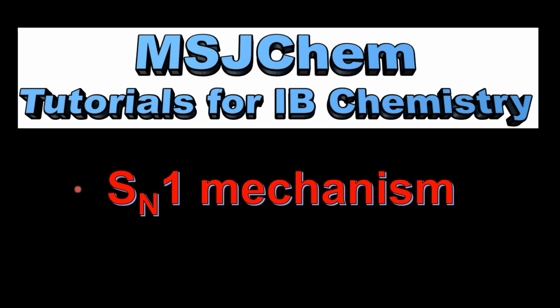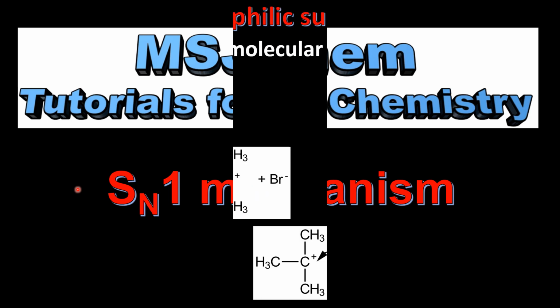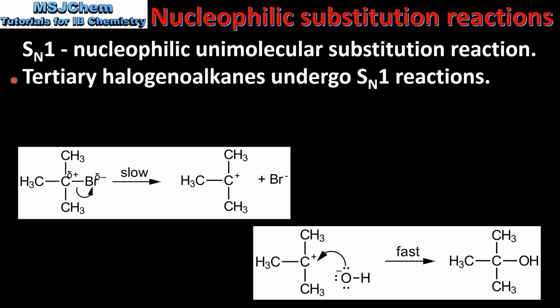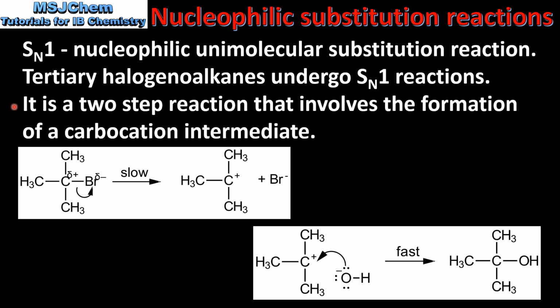This is MSJ Chem. In this video, I'll be looking at the SN1 mechanism. SN1 stands for nucleophilic unimolecular substitution reaction. Tertiary halogenoalkanes undergo SN1 reactions. It is a two-step reaction that involves the formation of a carbocation intermediate.